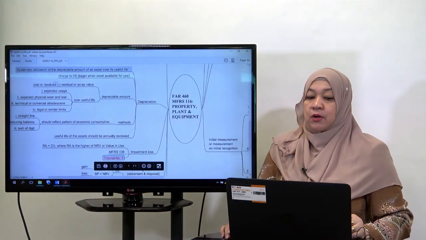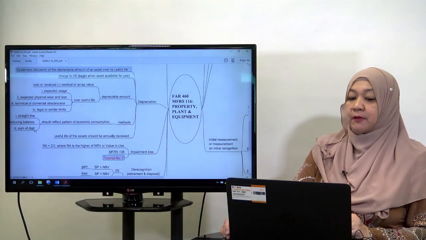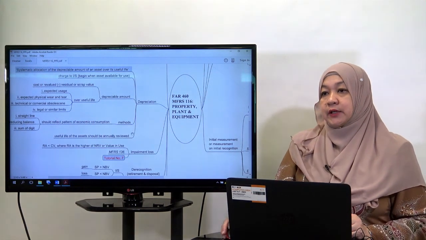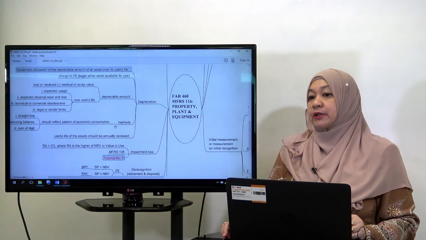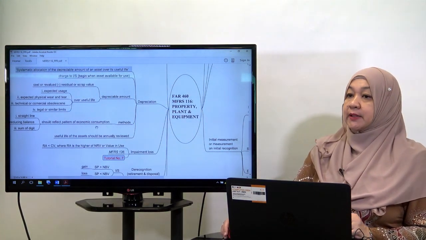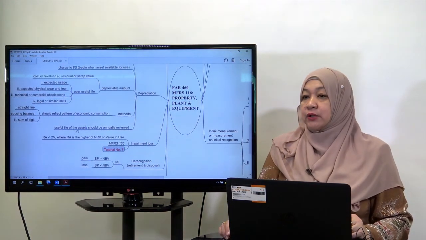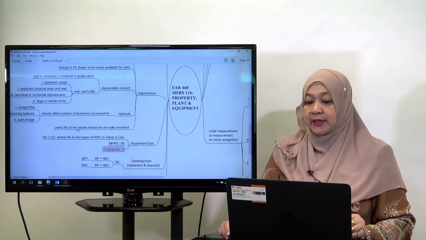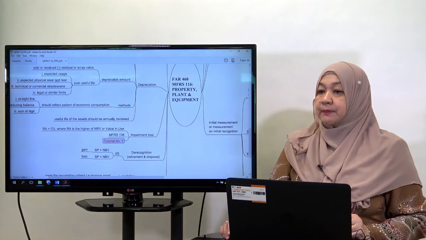Okay. Now, when should we use the straight line method, the reducing balance method or the sum of digits method? This depends on the policy of the companies. Normally they determine the method that they use based on their past experience, and this method should reflect the pattern of economic consumption. Of course, we need to revalue the useful life of the asset annually. Okay. Now, that's it about depreciation.